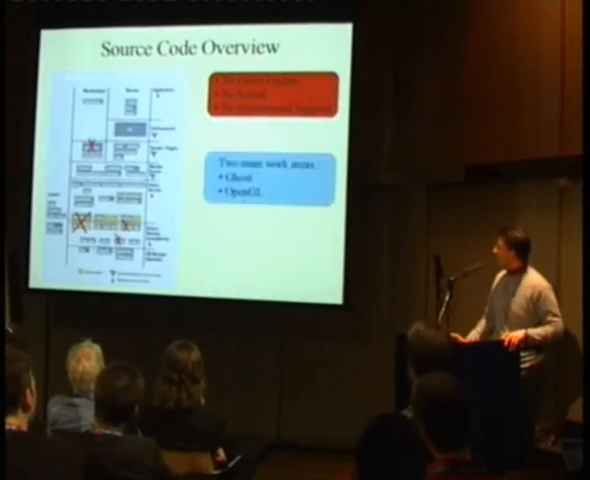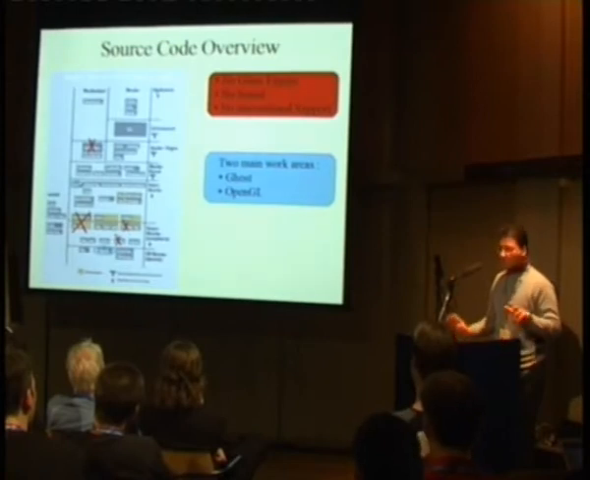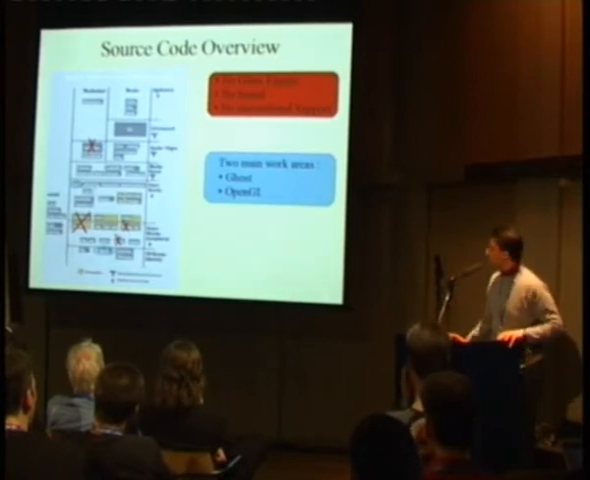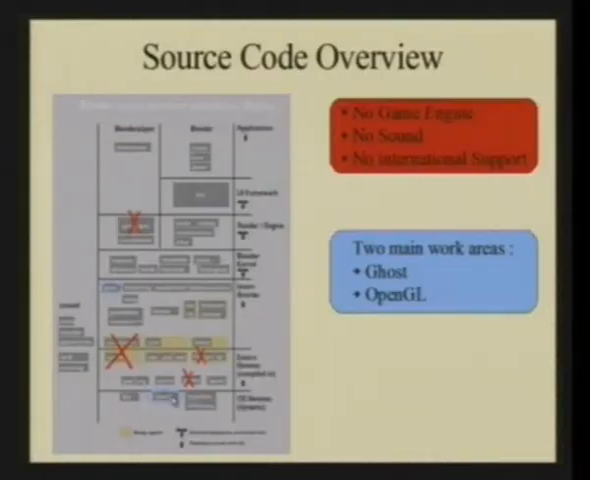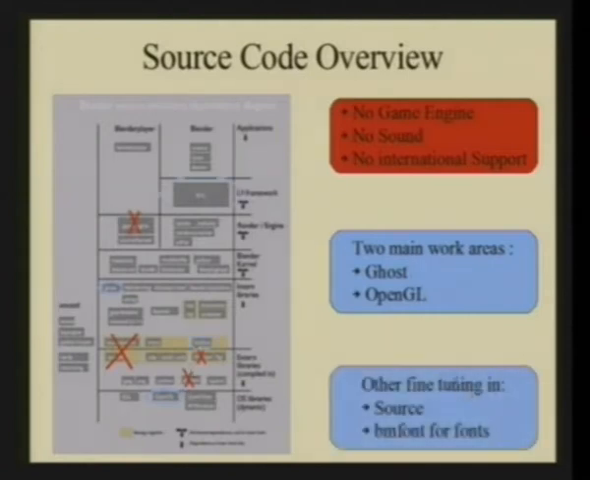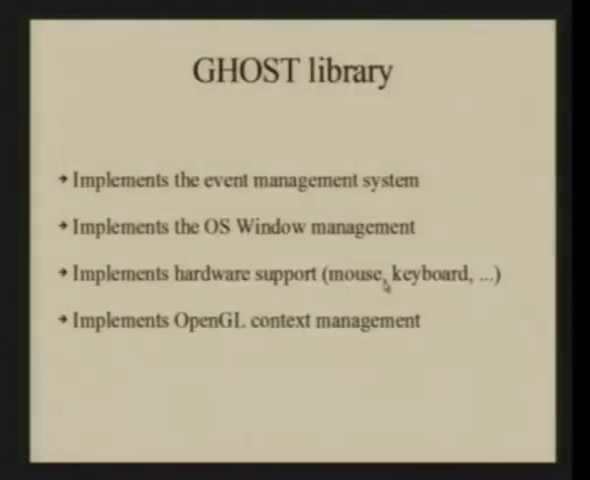And he suggested to focus on 2 main big difficulties: the Ghost library and the OpenGL stuff on PDA, which are not so easy. And later, I also had to make some changes in the source code. I will explain how and why. And also for the fonts, because the fonts had to be adapted to our small screens. So why is the Ghost library so important for us?